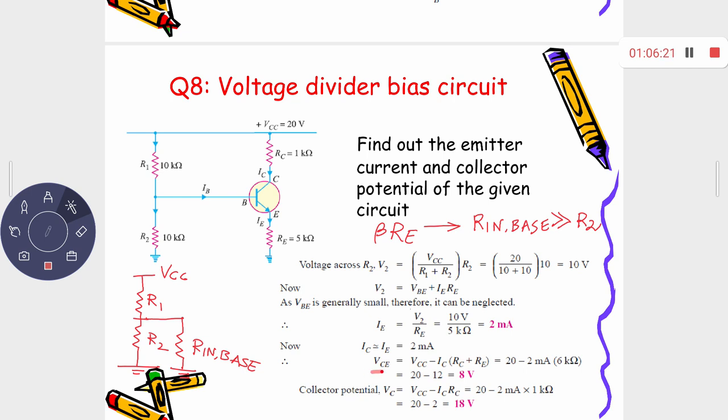What is the VC, the collector voltage? VCC is 20 volt minus this drop minus this drop. If I assume that the same current is flowing through this RC and RE, then it is simply IC into RC plus RE. It's coming out to be 8 volt. What is that voltage? What is this for IE, RE? This voltage, this is VB. There you have VB, and there you have the IE, RE drop. Okay.